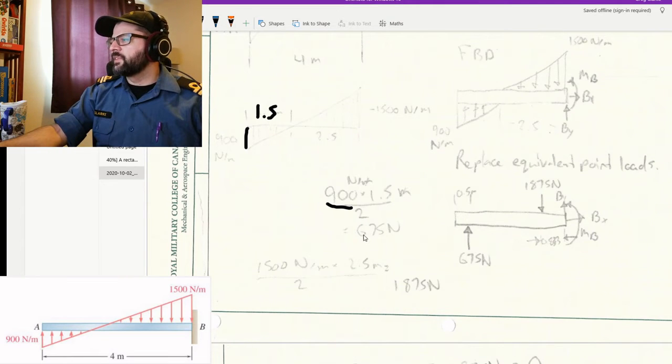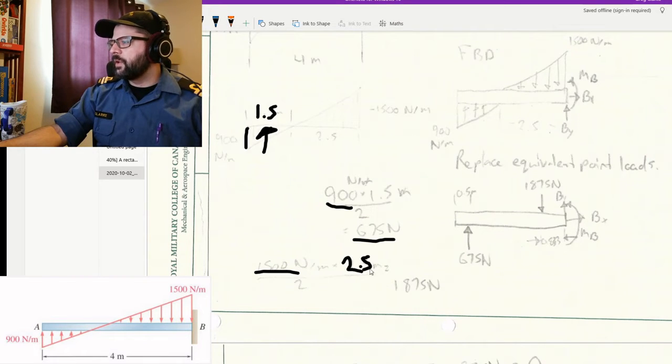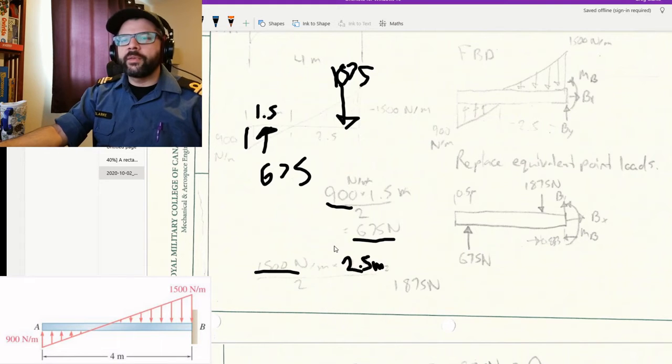So that'll be 675 newtons for the positive forces acting upwards. And then for the triangle with the negative forces, we've got 1500 newtons per meter times 2.5 meters, and again divided by 2. So that gives us 1875 newtons, and 675 newtons. So where are those located?